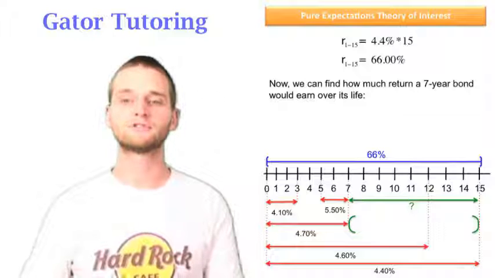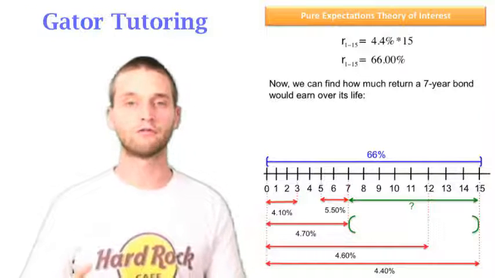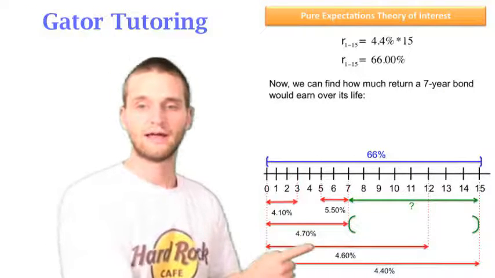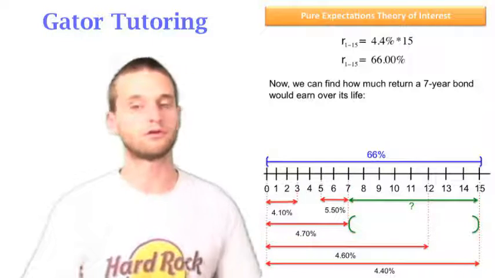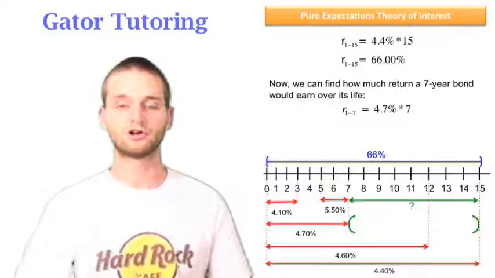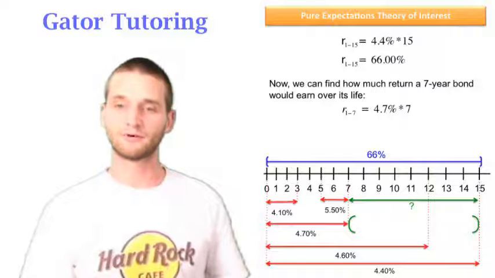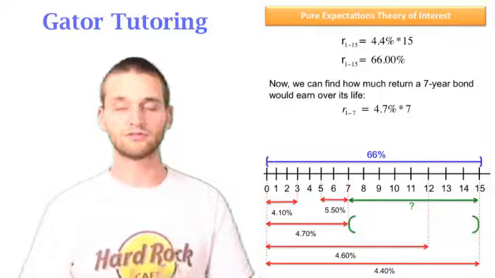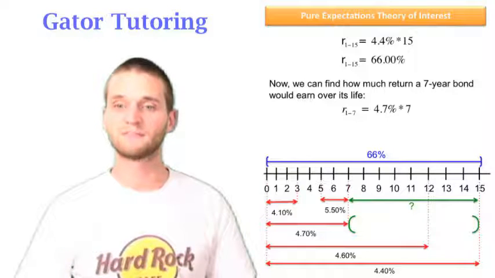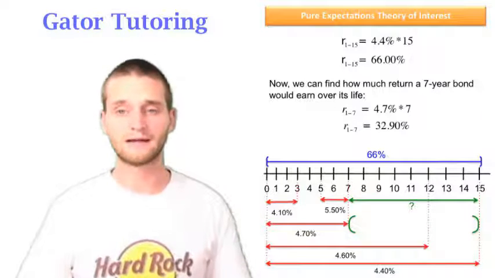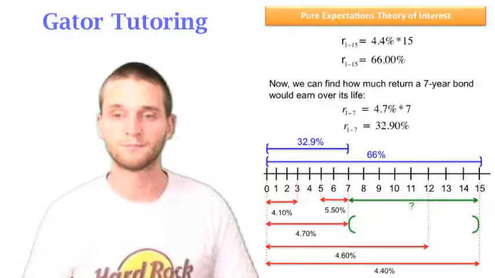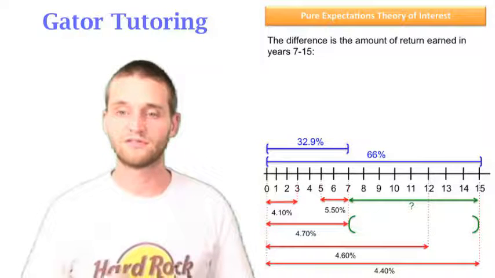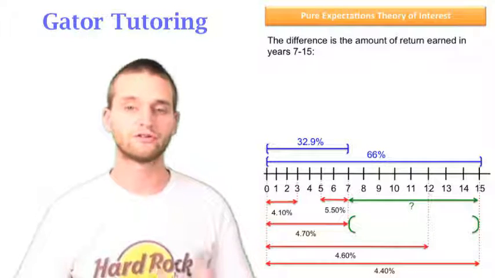Now we can find how much return a 7-year bond would earn over its life, because again, we have the 4.7%. So we're going to do the same thing. The total return earned from years 0 to 7 is the 4.7% times the 7 years in which that bond exists, and that's a total return of 32.9%. And so that goes right here. The difference is the amount of return earned in years 7 through 15.